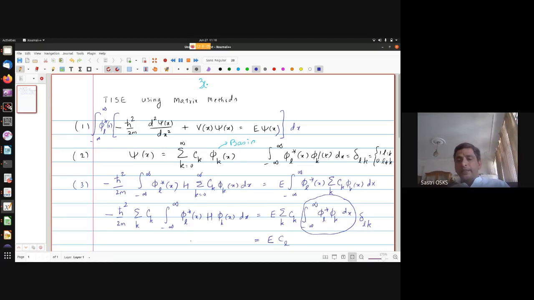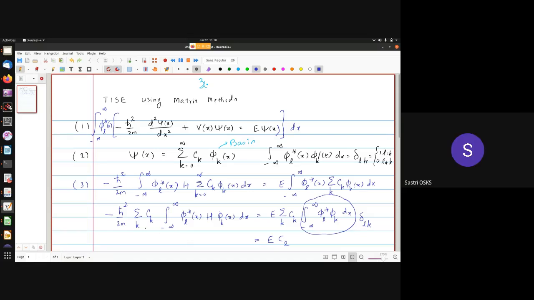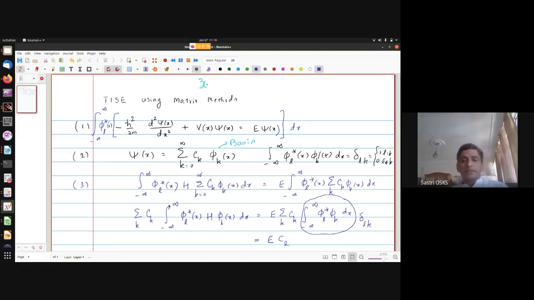I hope this point is clear. Oh, yeah, see, you said you are all clear, but you are not clear. This minus h cross squared by 2m is part of the Hamiltonian, isn't it? Oh, Yes, sir. Yes, sir. So that's why I keep asking questions.